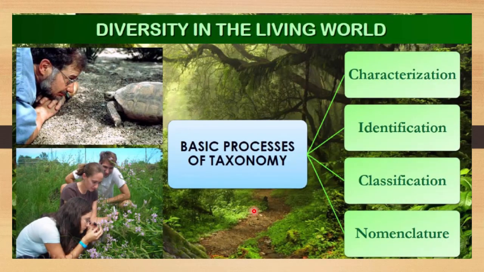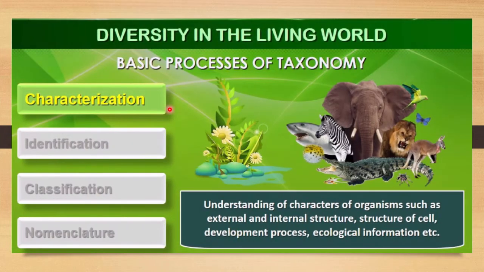As we have defined taxonomy, we have learned that taxonomy includes classification, identification, and nomenclature. So these are the basic processes of any taxonomy: characterization, identification, classification, and nomenclature of organisms. First of all, let me discuss characterization. What is the process of characterization? It is the understanding of characters, which type of characters are present in the organism.